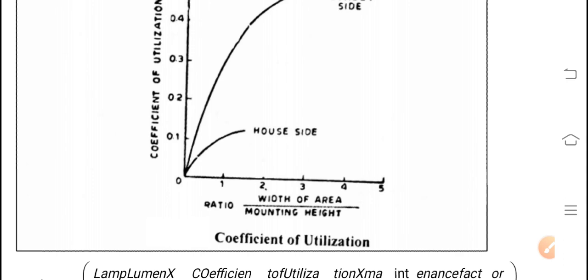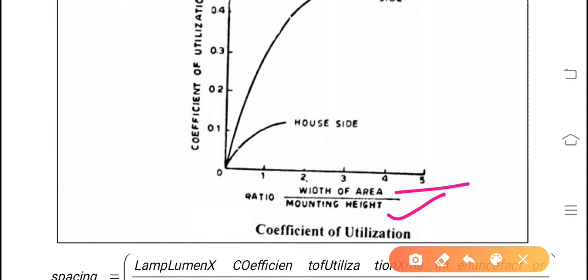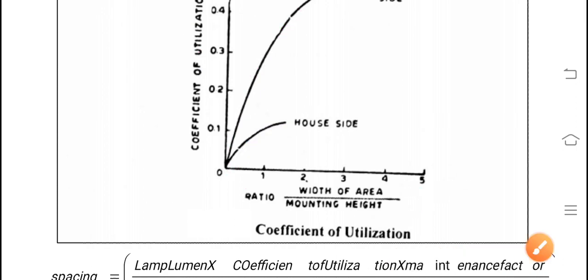The coefficient of utilization curve will be useful in calculating the lamp lumen. On the x-axis we have to take the ratio of width of area divided by mounting height. We know the mounting height as per the IRC specification, and we also know the width of area, therefore the ratio will be taken on the x-axis and coefficient of utilization on the y-axis. We can draw two curves, one for the street side, another for the house side.